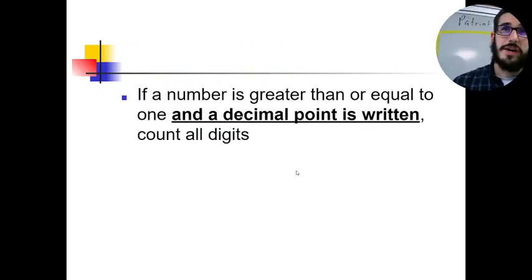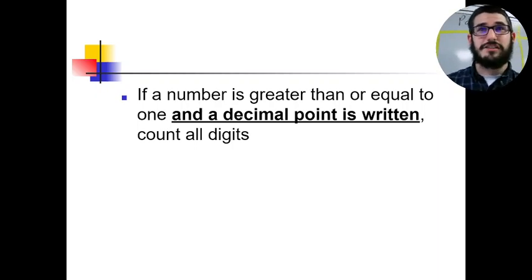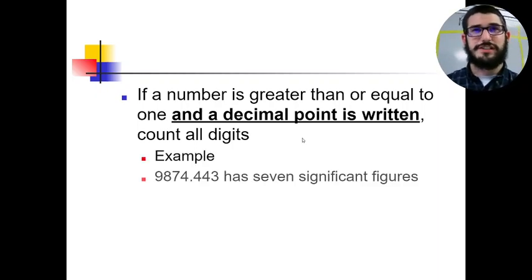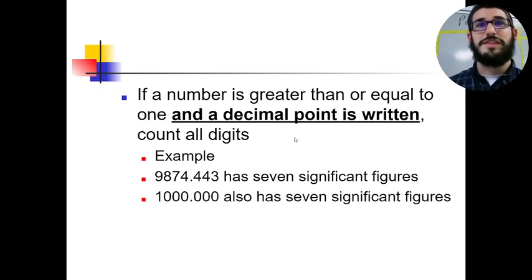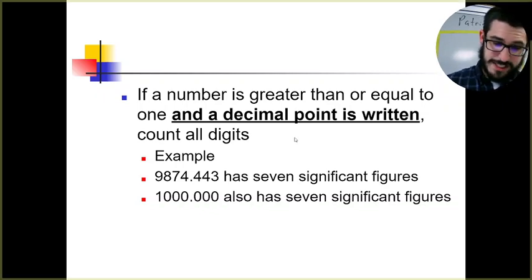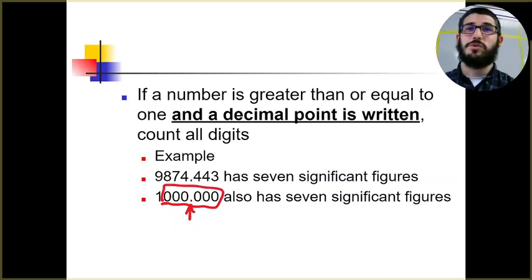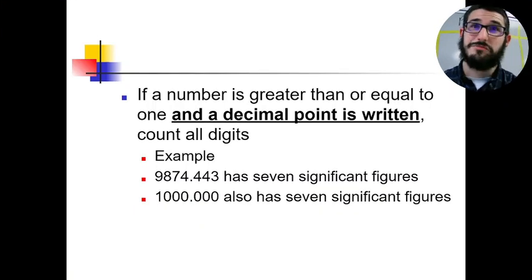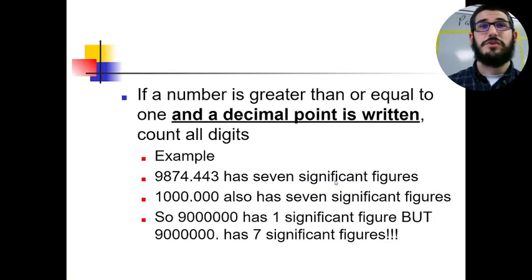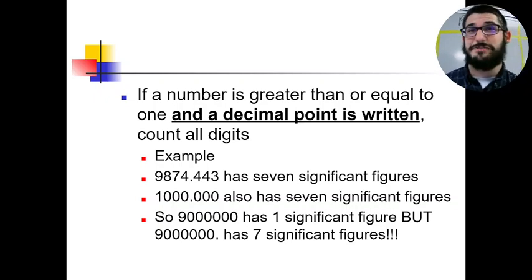So if a number is greater than or equal to 1 and a decimal point is written, then count all of those digits that are there. So this number right here has 7 significant digits. All of them are non-zero. Then 1000.000 has 7 significant digits. That decimal tells us that we have measured all of these zeros. If I was missing that decimal, none of those zeros would count. Because I have the decimal, that tells me that I've measured them, so they are significant. So 9 million has 1 significant figure. 9 million with a decimal has 7 significant figures.